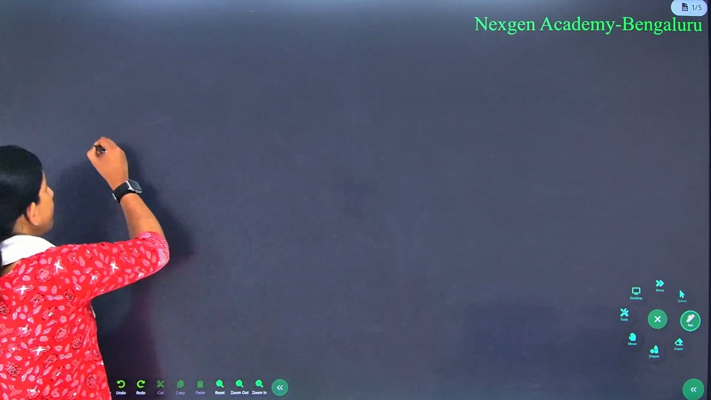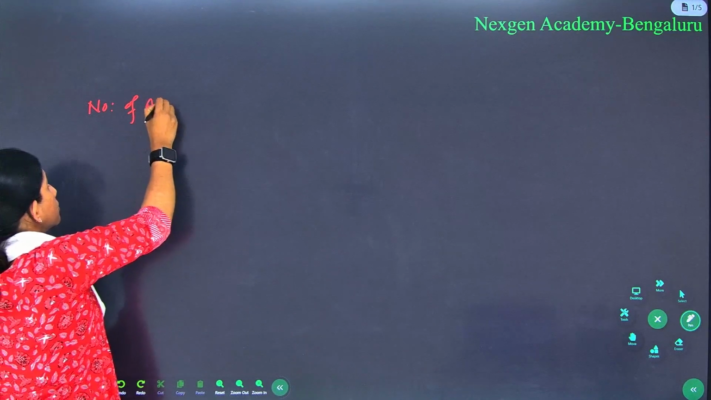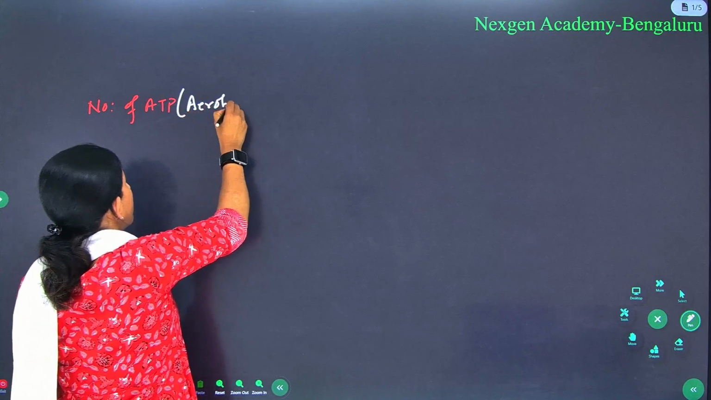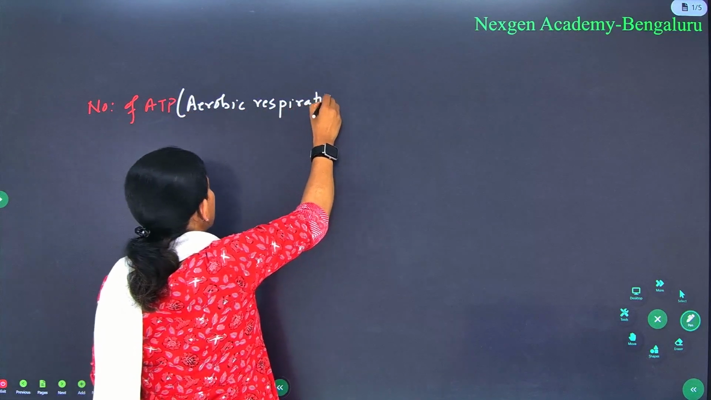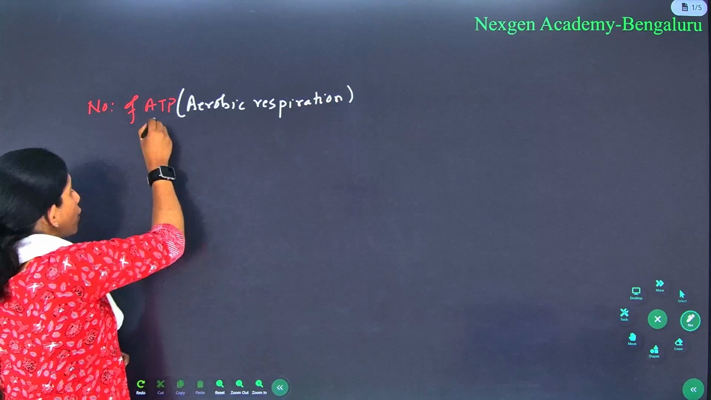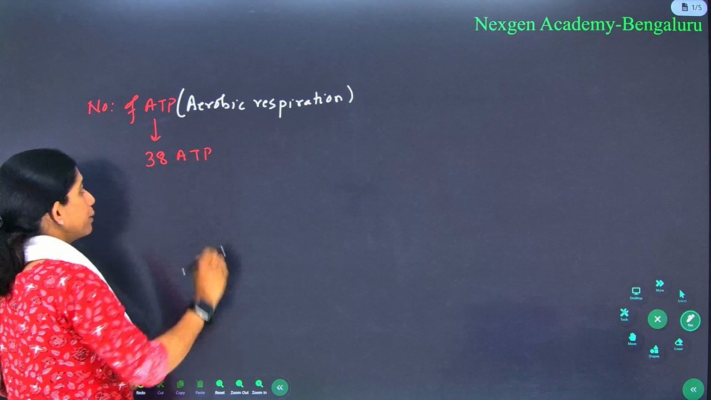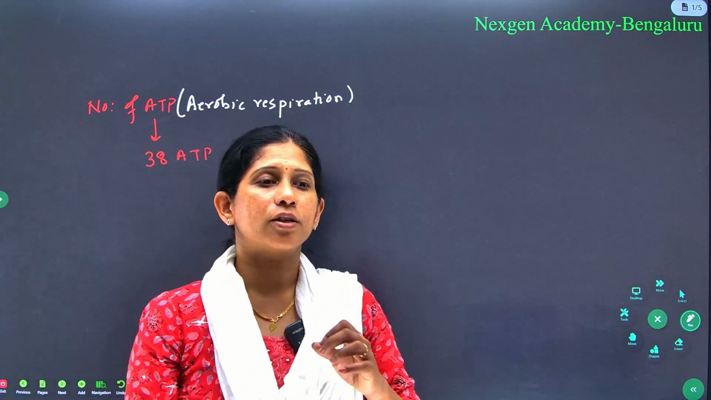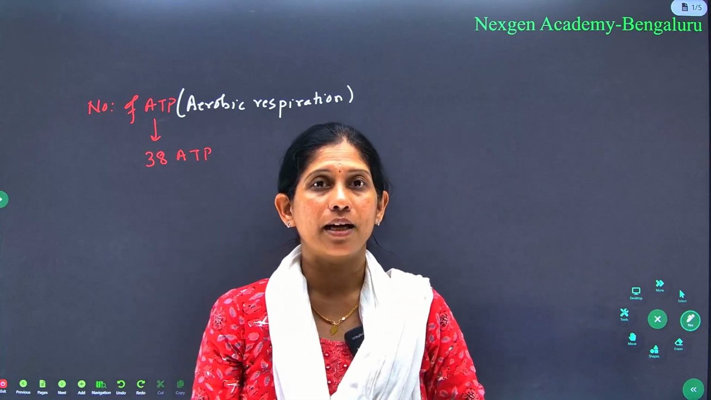Let us see here. When I say number of ATP in aerobic respiration, how many ATP are produced during aerobic respiration? All of you are aware of the number, right? The modified number is 38 ATP, right? In the previous textbooks, they have mentioned about 36, right? That is also not wrong. But when it comes to the MCQ or the question in the exam, right?